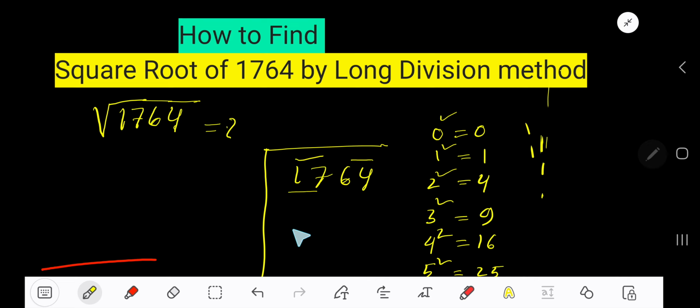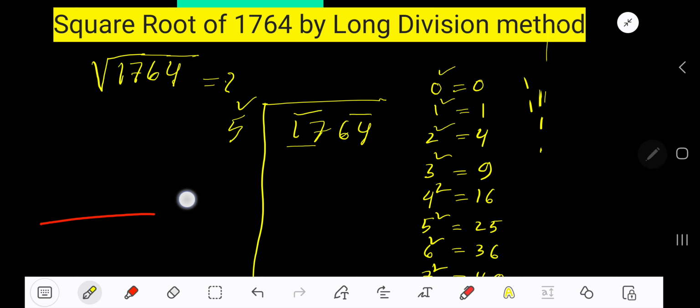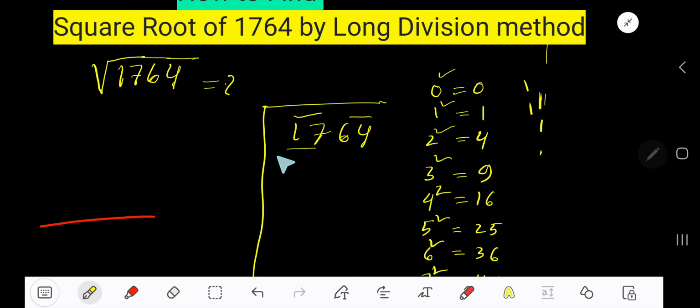Consider this pair. Find a number whose square will be equal to 17 or nearest to 17. If you write 5 here, then 5 squared will be 25, which is greater than 17. So if you take 4, then 4 squared will be 16. The same digit will come to the quotient side. 4 times 4 is 16. Subtract, you are getting 1.